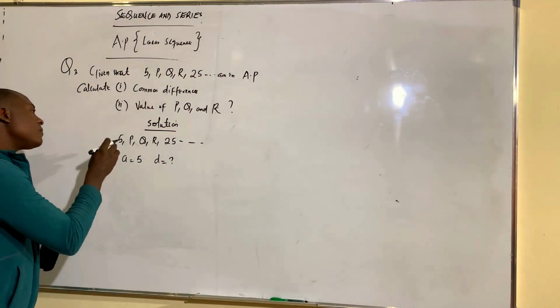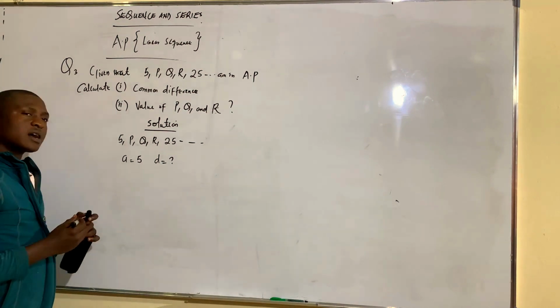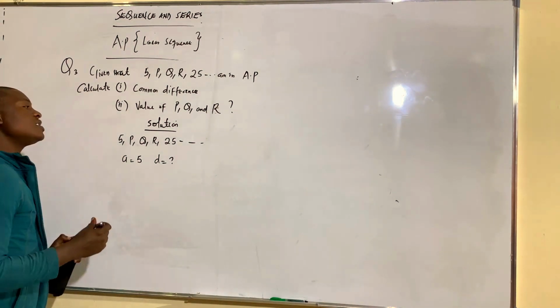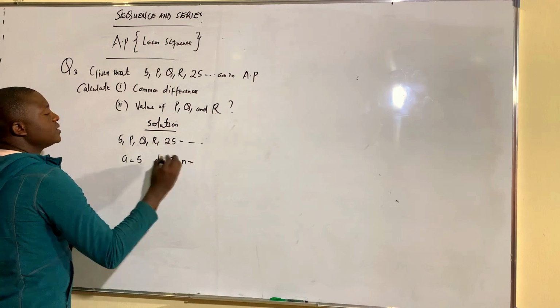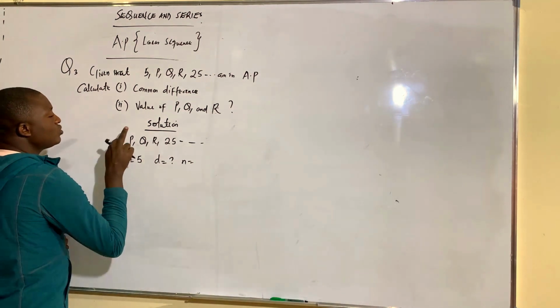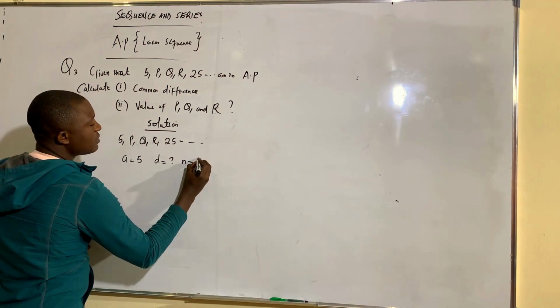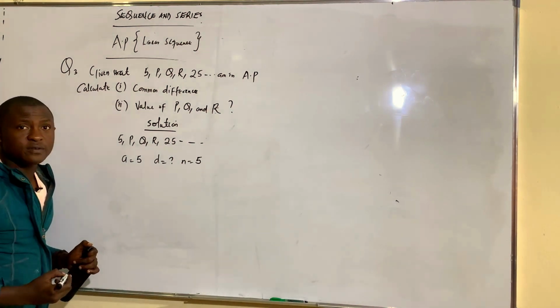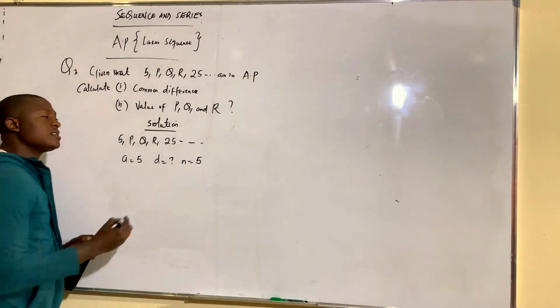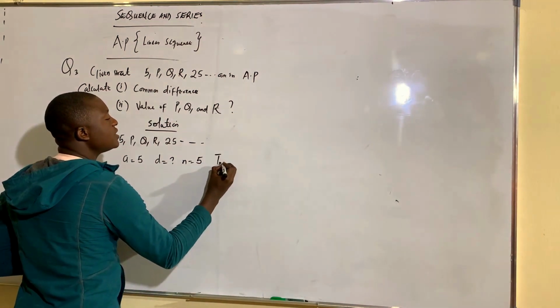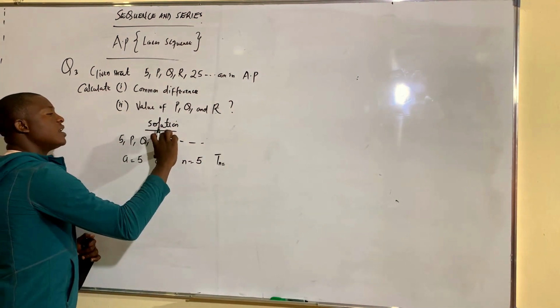Now, from these given numbers, can we find the number of terms? Let's check the number of terms here. Let's count the terms: 1, 2, 3, 4, 5, meaning the number of terms here is equal to 5. Now, I told you we sometimes use the last term here. So let's check the last term. The last term that we have here is 25.